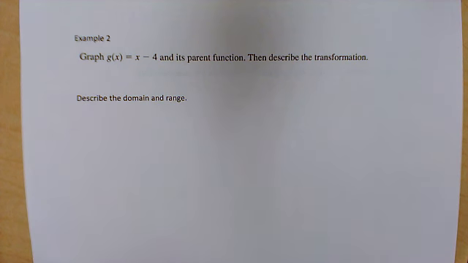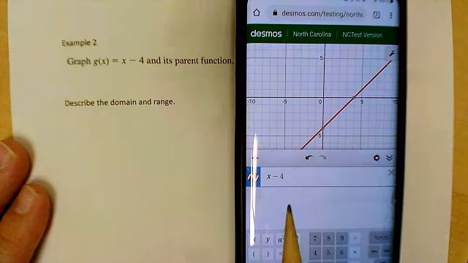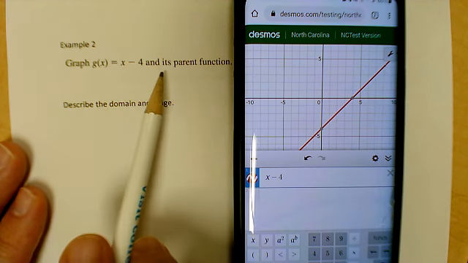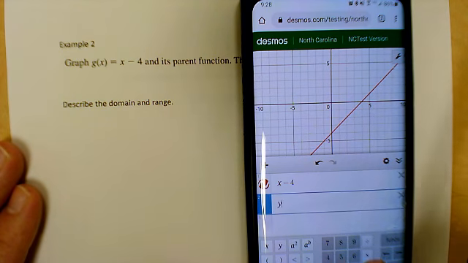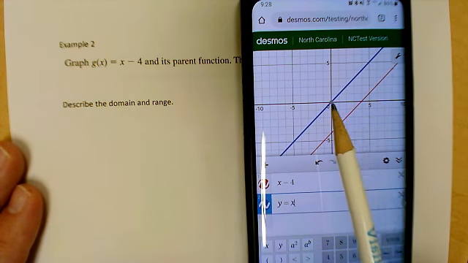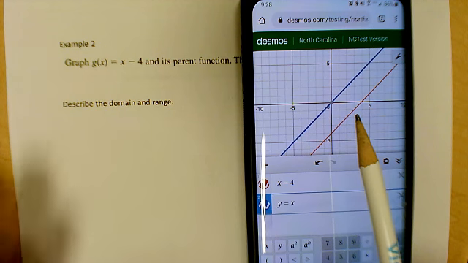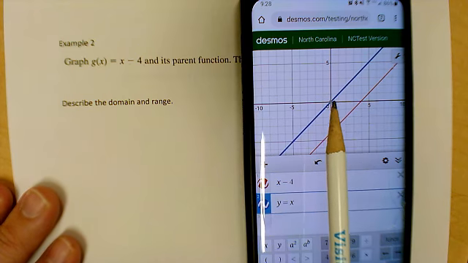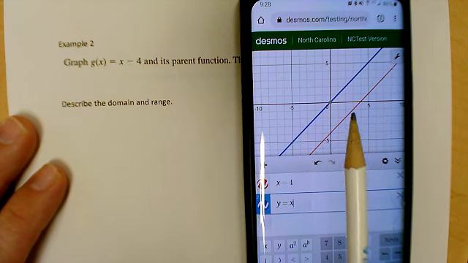All right, so on the second example, we're going to identify the parent function. It says graph the function and its parent function. Now, I've already graphed the function here by typing in x minus 4 into my Desmos, North Carolina calculator. And the parent function would actually be y equals x, because this is linear. So the blue one's my parent function. So there's actually two different ways I could describe this transformation. Here's how I'm going to think of it. Since it was subtracted by 4, that means every y value got 4 units taken away from it. So this translated down 4 units.